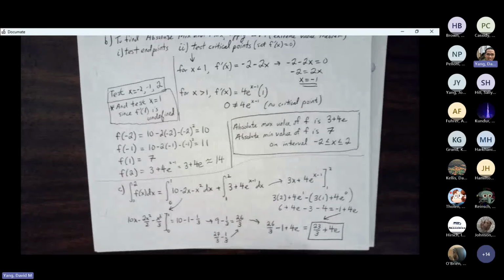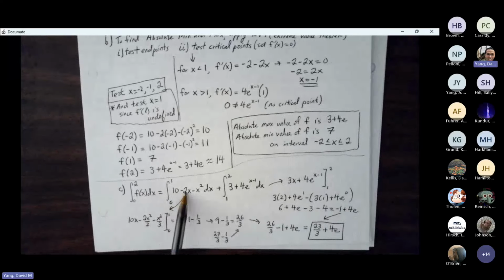Right, so this takes a little bit longer because without a calculator, we've got to do this by hand. So 10 becomes 10x, 2x becomes 2x squared over 2, x squared becomes x cubed over 3. Evaluate between 0 and 1, plug in 1 for x, then plug in 0 for x. I get all the way down to 26 over 3.